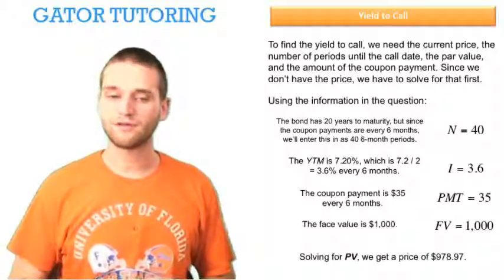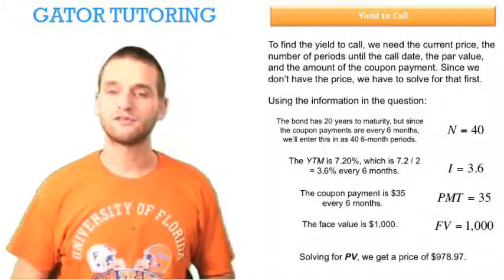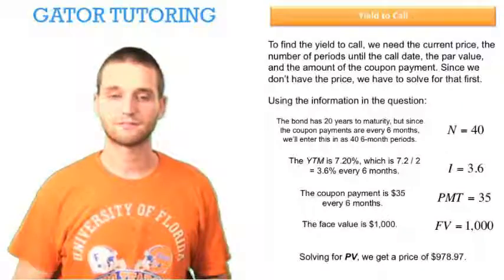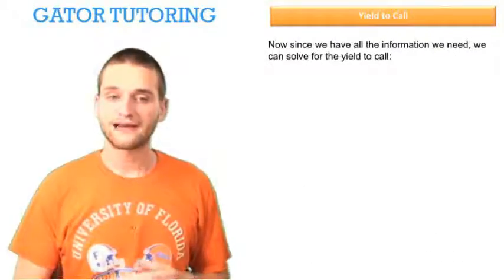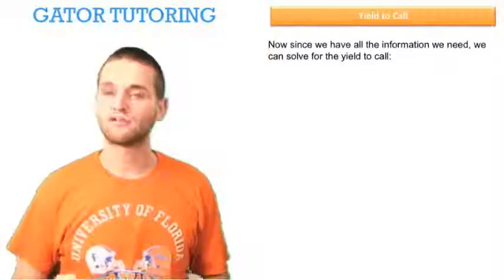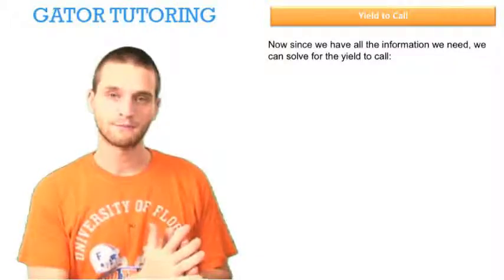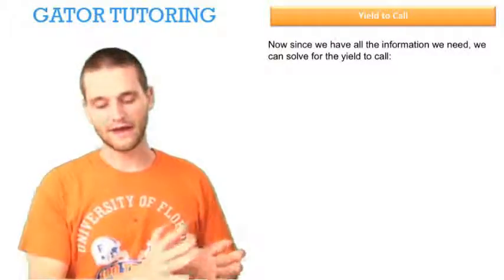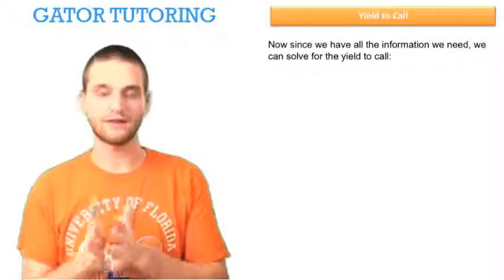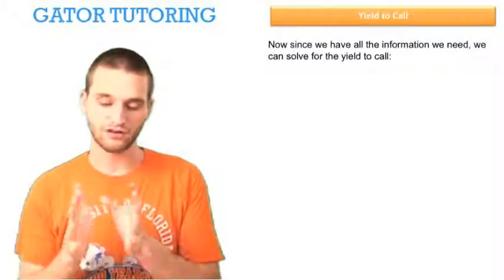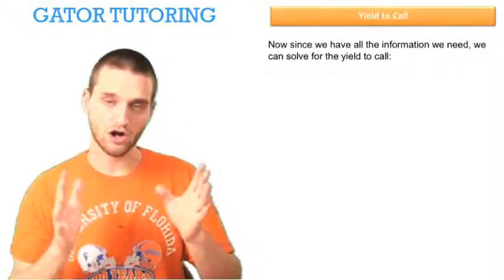Solving for the present value, we get a price of $978.97. Now, since we have all the information we need, we can solve for the yield to call. The yield to call is just the interest rate that equates the present value, the price today, with all of the cash flows and the call value at the end of the bond's life over the callable period.